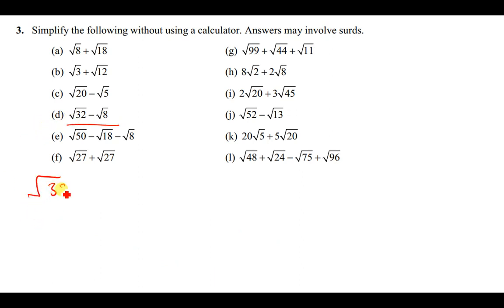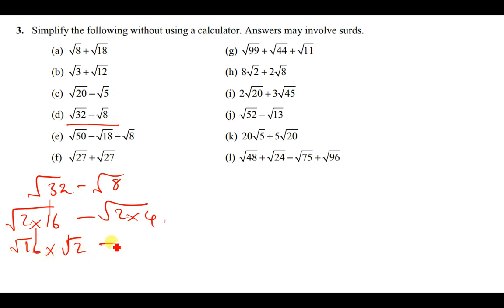So root 32 minus root 8. So 32 can also be written as 2 times 16. So we can write this as root 2 times 16. We can also write root 8 as root 2 times 4. So this can be written as root 16 times the root of 2 minus, then this one can be written as root 4 times the root of 2.